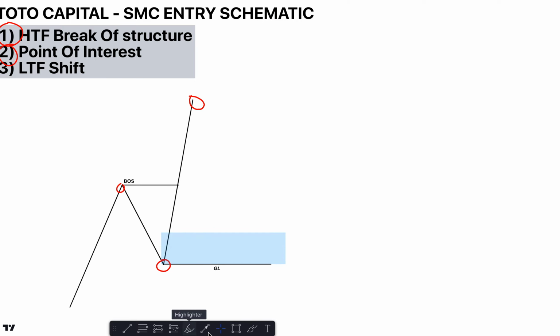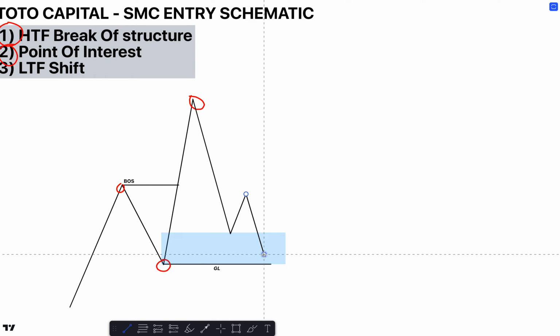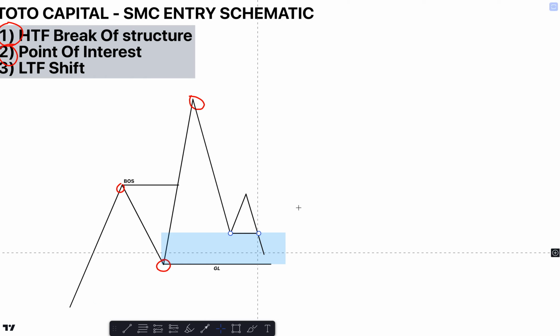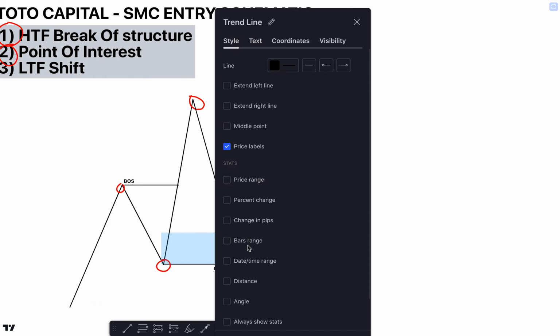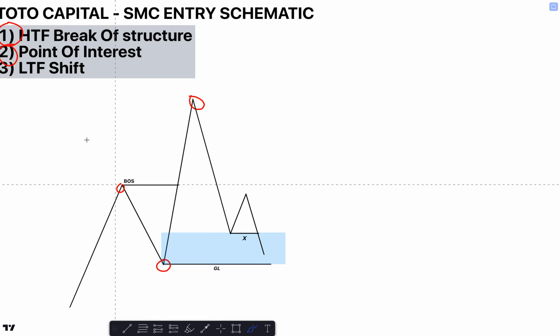Okay, we want to see a pullback into our point of interest. So price comes into our point of interest, we would then want to see a lower high followed by a lower low. Okay, this is what we call a run on liquidity. So we can mark that on, our run on liquidity here. We then want to see a shift to the upside. So this is number 3, a lower time frame shift.